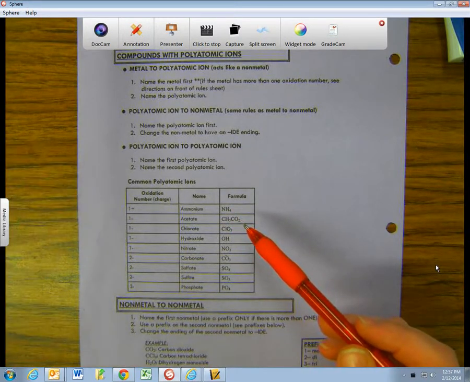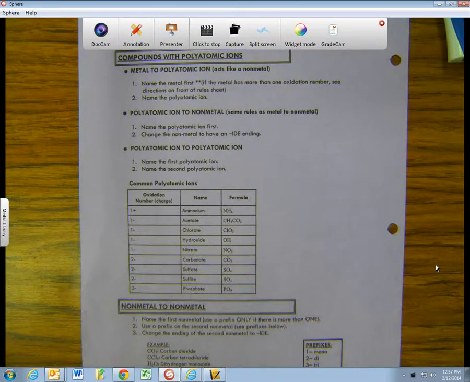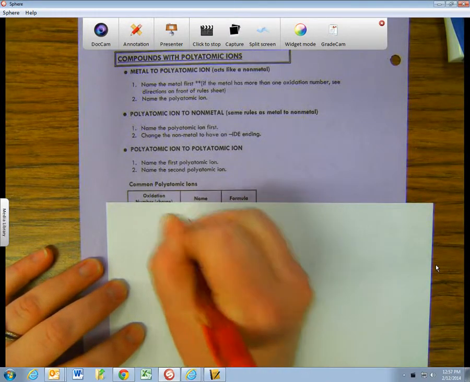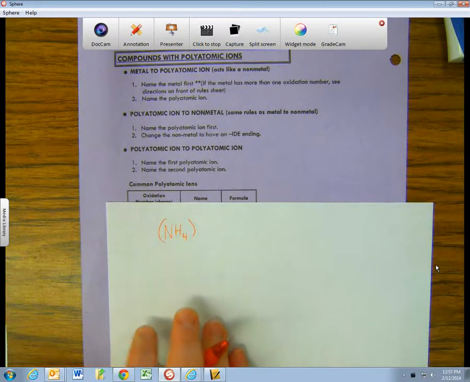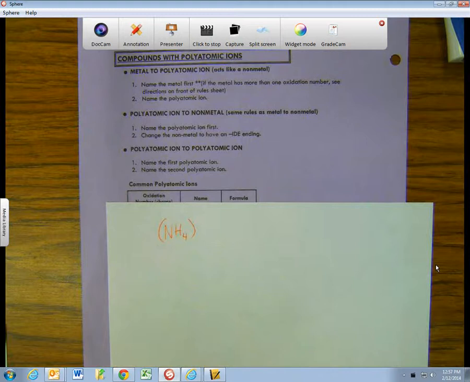The way that we usually write polyatomic ions is I try to always put them in parentheses so that you know they're a package deal. Now, you might remember from class that I used the example of Lucky Charms. What would Lucky Charms be without the marshmallows in the cereal? And the kids were like, it wouldn't even be Lucky Charms.